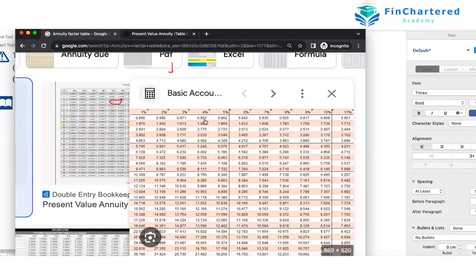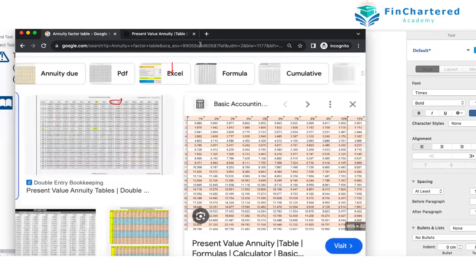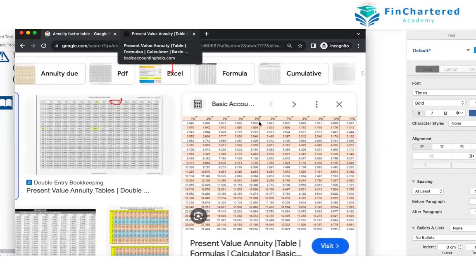Anyway, so let's count and do it. 1, 2, 3, 4, 5, 6. So the annuity factor will be 5.076. How many years is it? 6 years, right? So 1, 2, 3, 4, 5, 6.